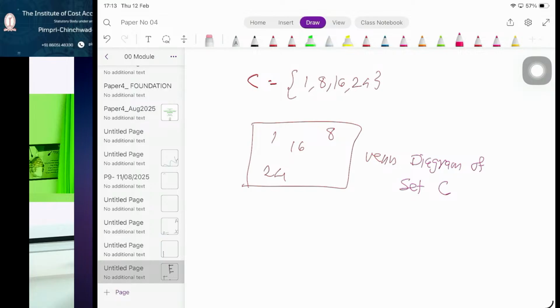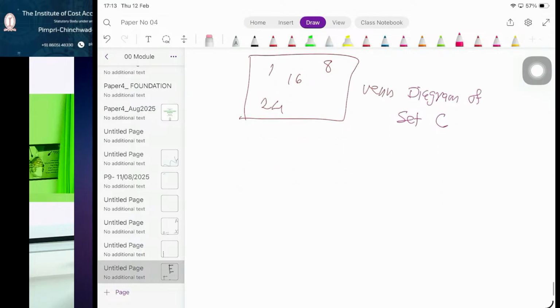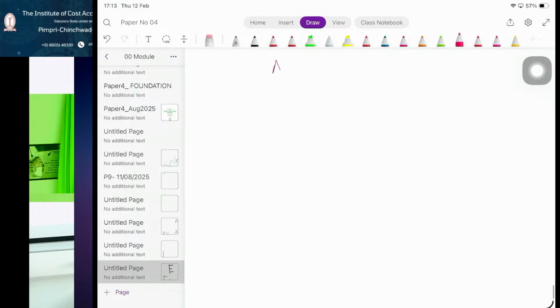Yes. Now again move to page number 5, that is the algebra. Algebra means बीजगणित of sets. Algebra is where we do addition, subtraction, multiplication, division. But in case of a set we use only two, that is adding and subtracting. We are not using multiplication and division.